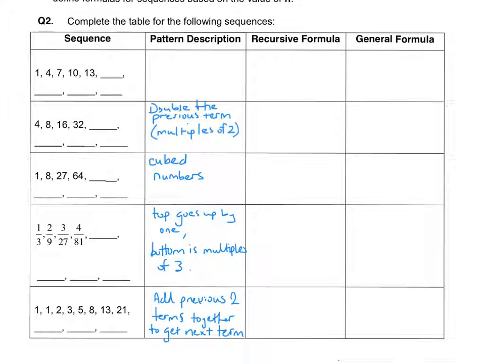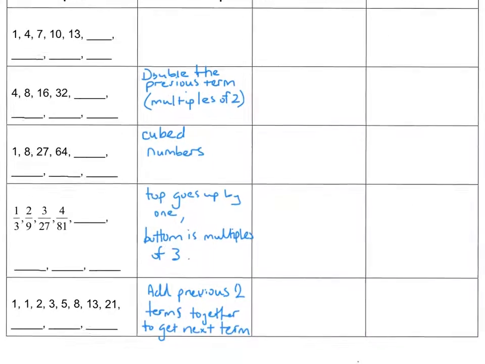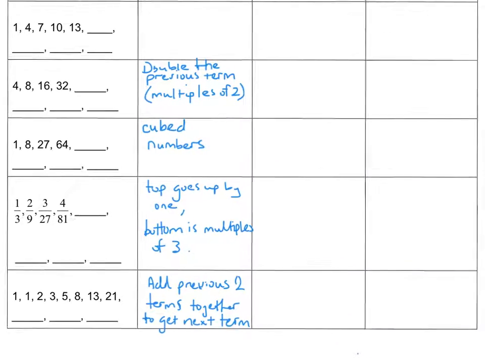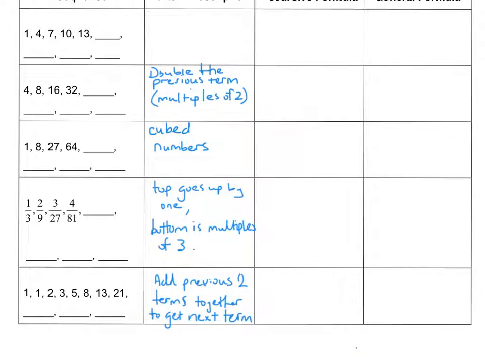Okay, I've written descriptions for the next 4 examples that we have here on the chart. Now, some of these are easy to do as both a recursive and as a general term. Some only make sense to do as a recursive, and some only make sense to do as a general term. So we'll talk about each of these.